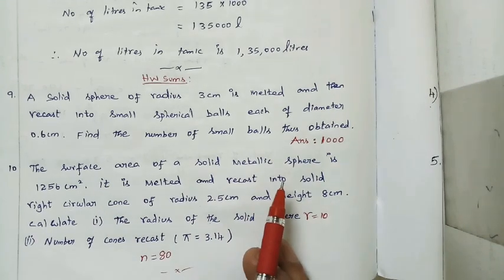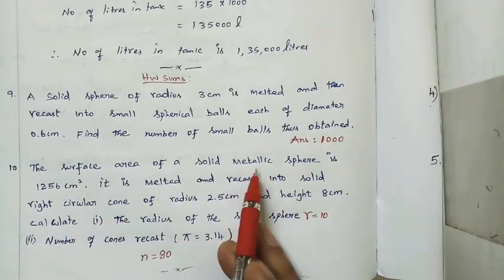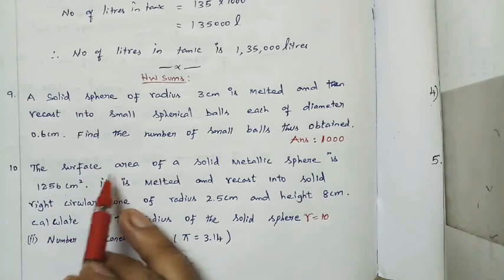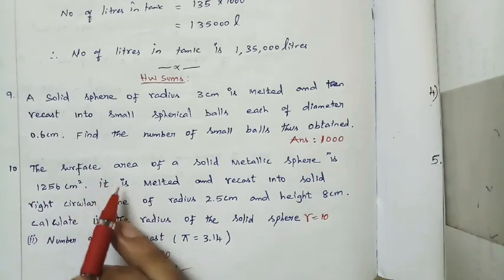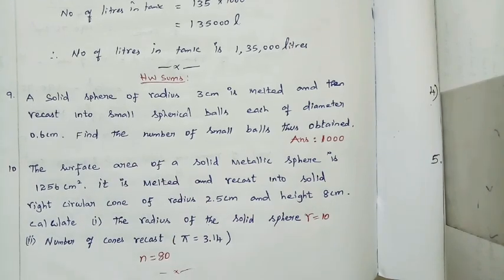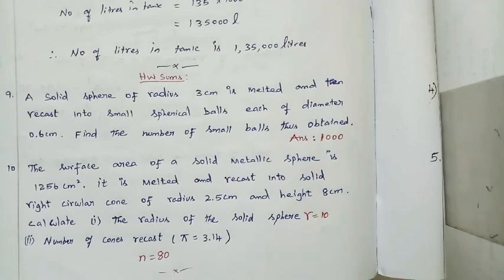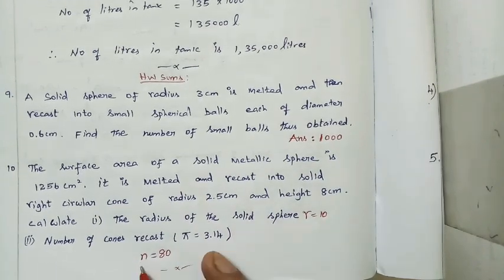For finding the volume of sphere, we need the radius. They didn't give the radius value, but instead they have given a clue, that is the surface area of the sphere is 1256. By equating with this formula, we'll get the radius. If we know the radius, then we can find the volume of a sphere, right? So by using that methodology, we are going to find the radius and the number of cones.